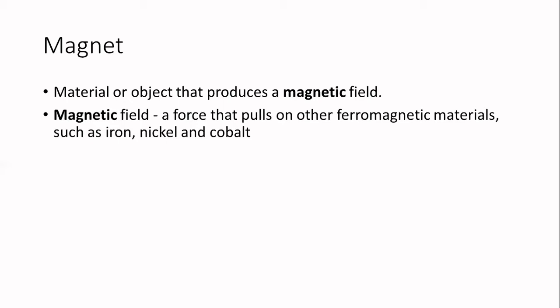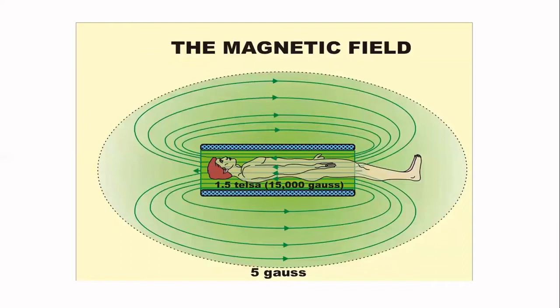A magnet is an object that produces a magnetic field. It's as simple as that. Magnetic field is a force that pulls on ferromagnetic materials like iron, nickel, and cobalt. What is ferromagnetic? Materials which can be magnetized are called ferromagnetic, and iron, nickel, and cobalt are such items. When you place a piece of iron in the vicinity of a magnet, it gets attracted towards the magnet because there is a magnetic field around the magnet which is attracting it. So that is what a magnetic field is. This is how it works.